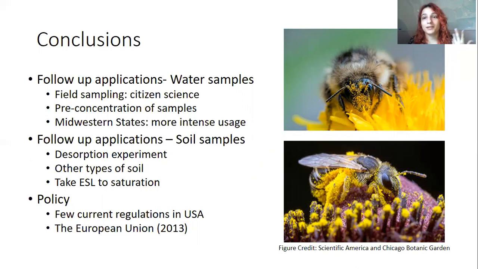And then there's obviously really big policy applications for this. There are very few current regulations in the United States for neonicotinoids, and there are actually some in the European Union. And even though the European Union has put regulations on, it's been like 7 or 8 years and they're still testing the soil and the water, and they're still seeing the pesticides. So it does persist in the environment.